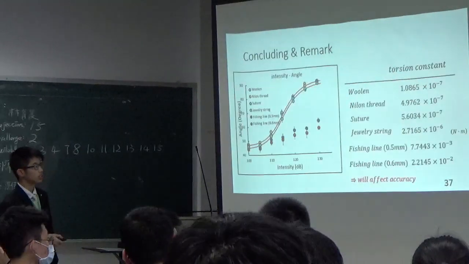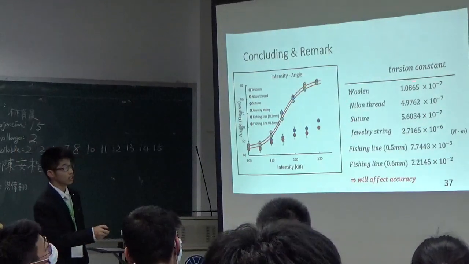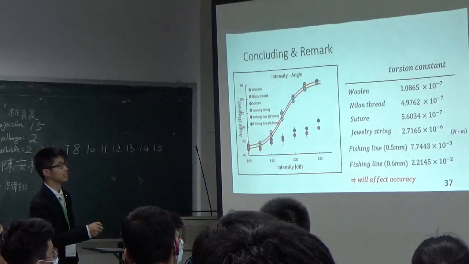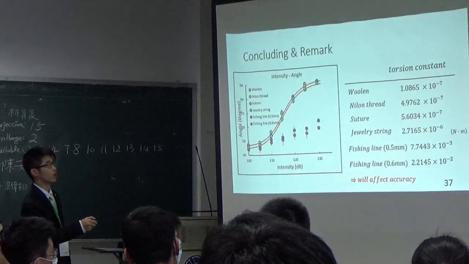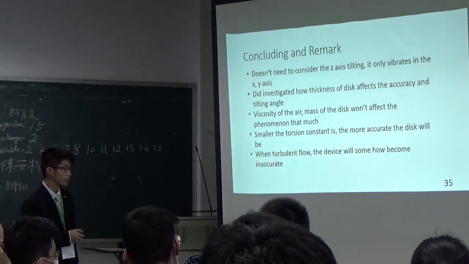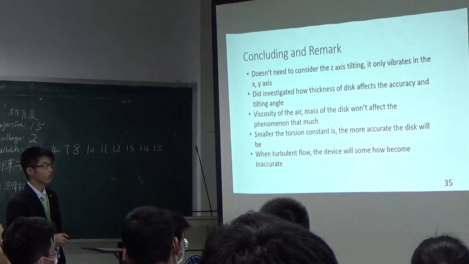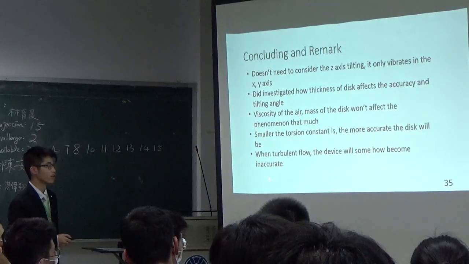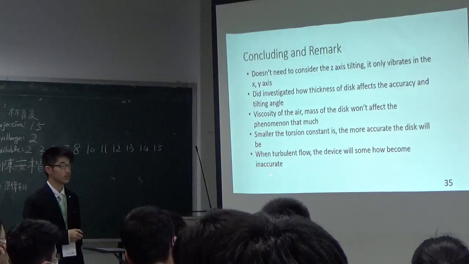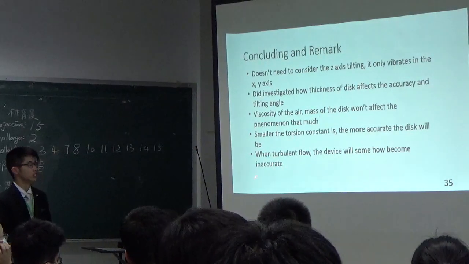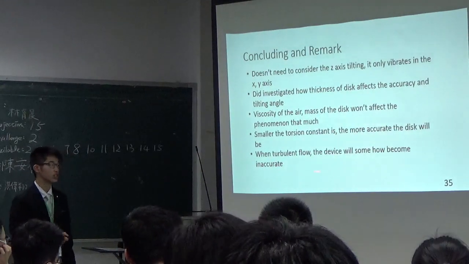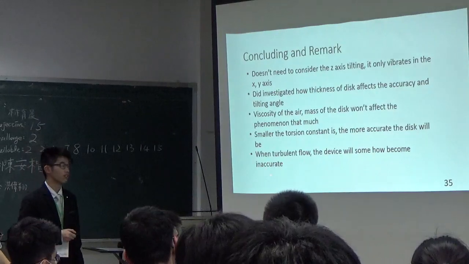We can show it in this graph. When this torsion constant is smaller, you can see the very small deviation from the theoretical value. And in the fifth part, when the flow is turbulent, the disk will somehow become inaccurate, because the turbulence will affect the pressure acting on the disk. So an unstable situation will happen on the disk, and it will affect its accuracy.